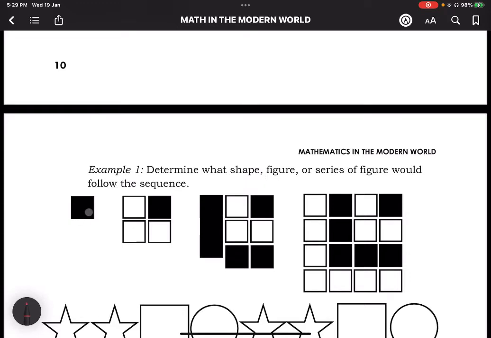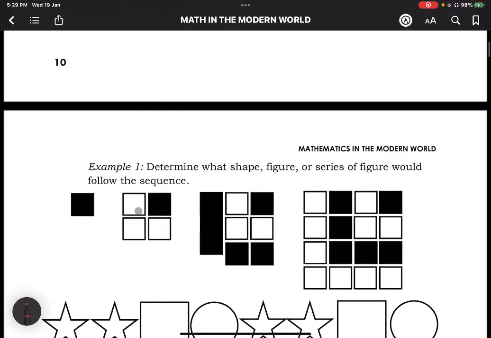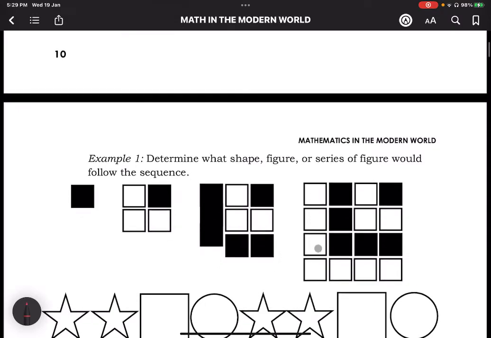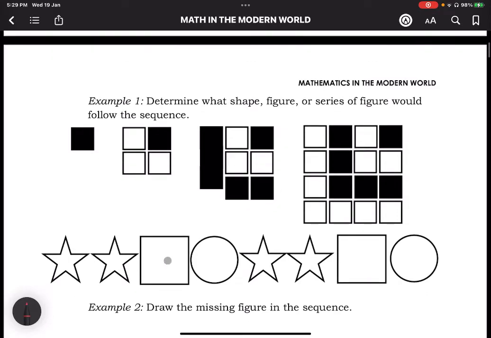First, a black square, then it is followed by a white square, then followed by a black square. So what is the next in this pattern? Obviously, the next one is a black square. For this one, obviously, the next is another set of stars, square, and circle.